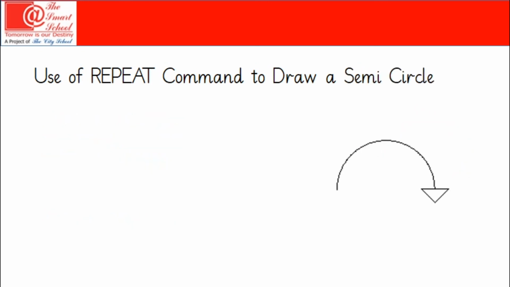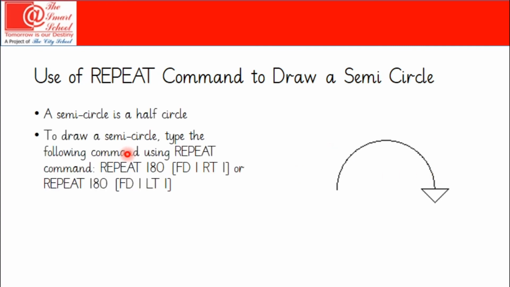You can use repeat command to draw semicircles as well. For example, here you see a semicircle that is drawn over here by using repeat command. To draw a semicircle, type the following command using repeat. For example, repeat 180, FD1, RT1, or repeat 180, FD1, LT1. If you move to the right side, you will see the turtle here on this side. If you use the second part, you will see the turtle here. Again, this is a semicircle formed by using the repeat command of logo.